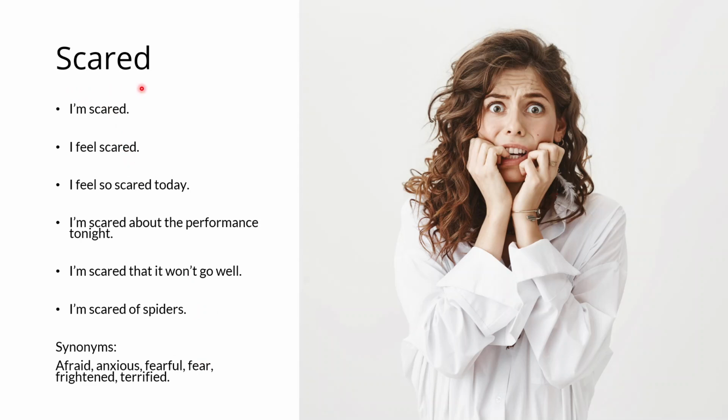So let's move on to scared, which is an emotion. So I'm scared, I feel so scared today, I'm scared about the performance tonight. So giving a reason, here we're using about. So we could say, I'm scared about flying tomorrow, I'm scared about the performance tonight, when we're talking about a specific reason why you're scared. Or we can use that, I'm scared that it won't go well, if we're talking about an event or something.